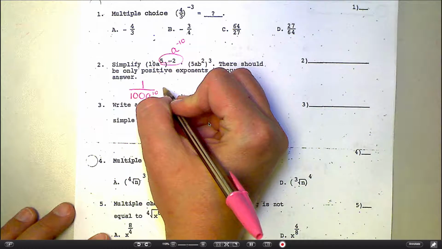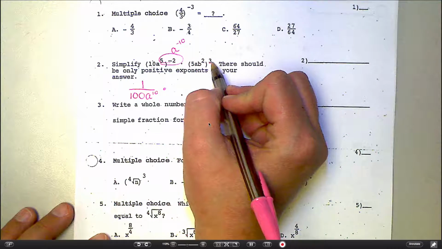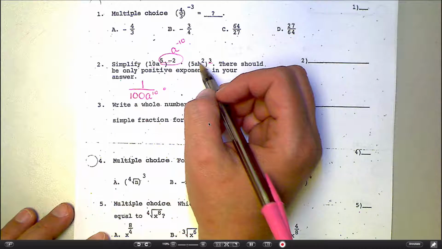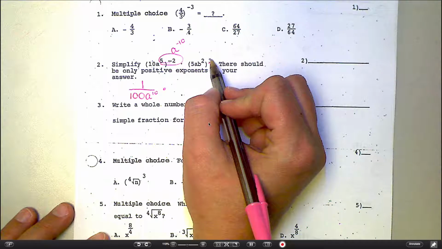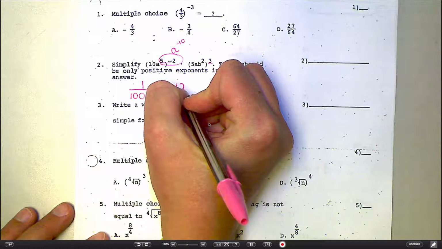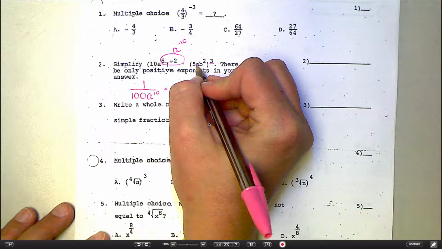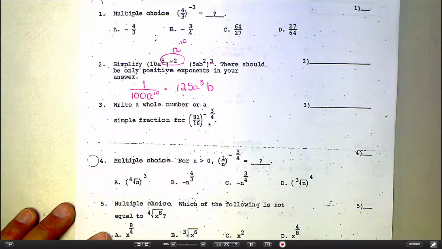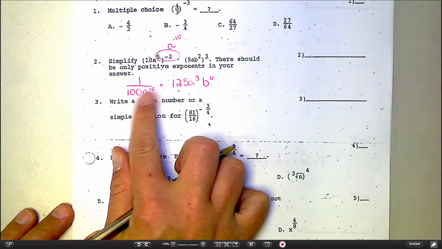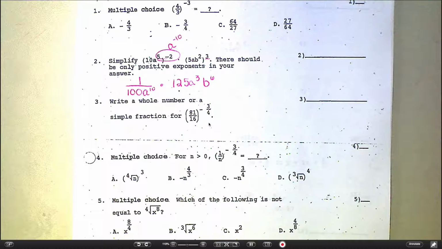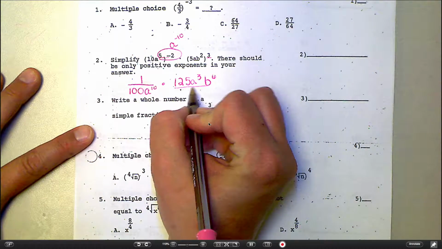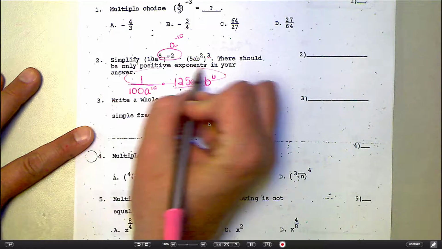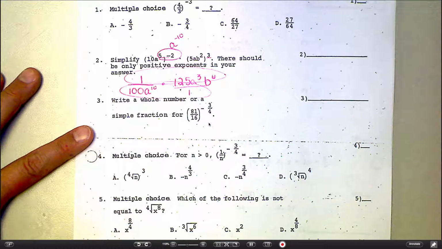Now when I go to do the other side, this is not negative, so I don't have to worry about any crazy fraction things. 5 to the power of 3 is 125. And then this would become a to the 3rd, b to the what? 6th. Okay, now I have to combine these two crazy things. But really all that's going to happen when I multiply that straight across, because this is over a 1 right now, is I'm going to combine these into one big fraction.